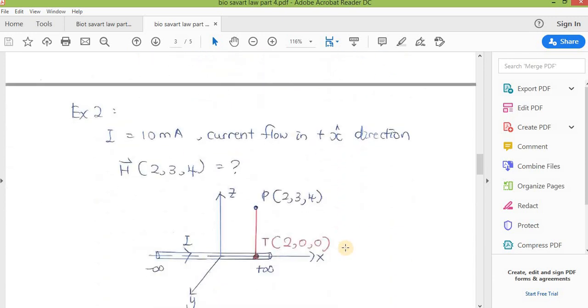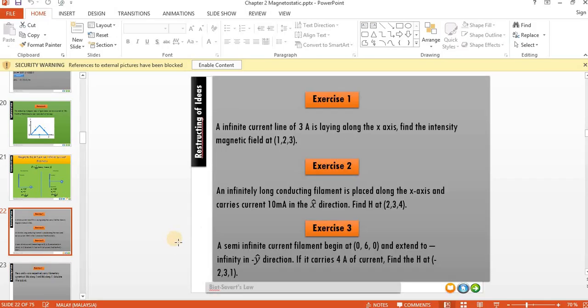Okay, next, let's look at example 2. You have an infinitely long conducting current filament placed along the x-axis. The current is 10 milliampere, also in the x direction, and you have to find the H at this point.